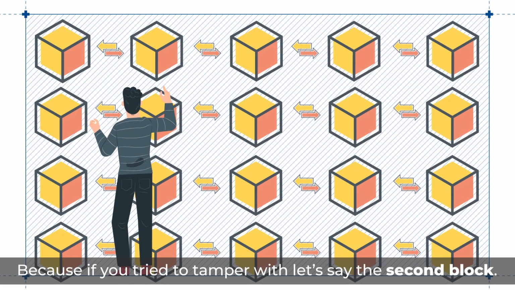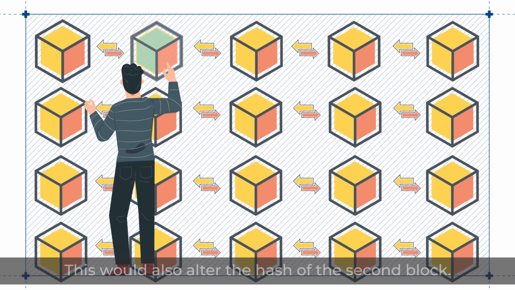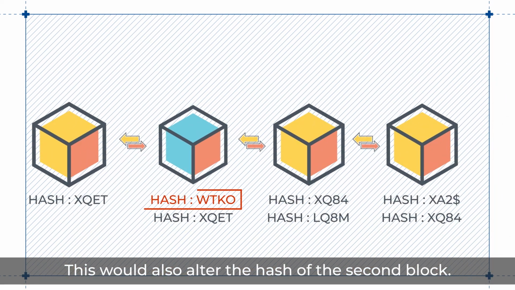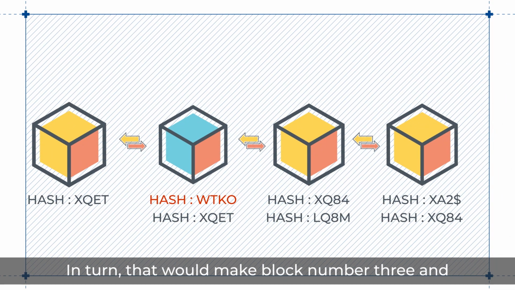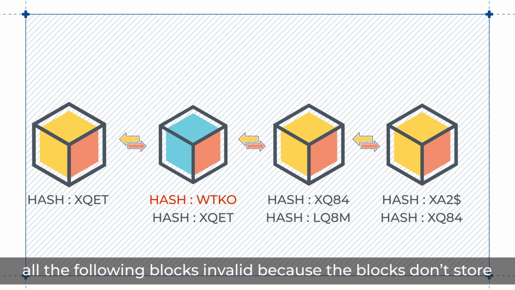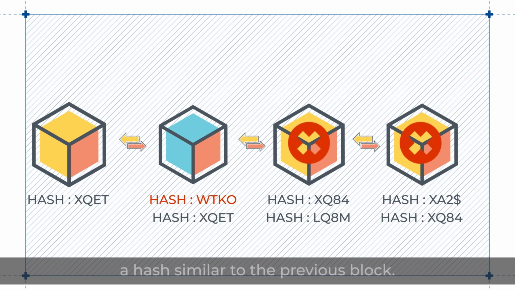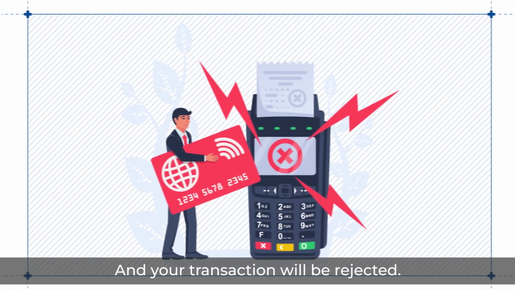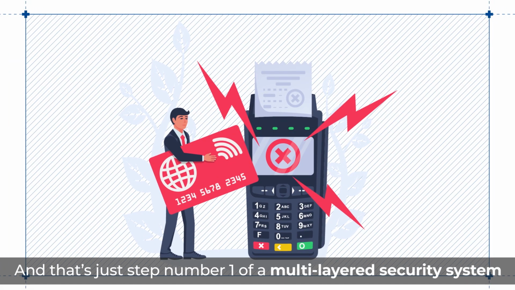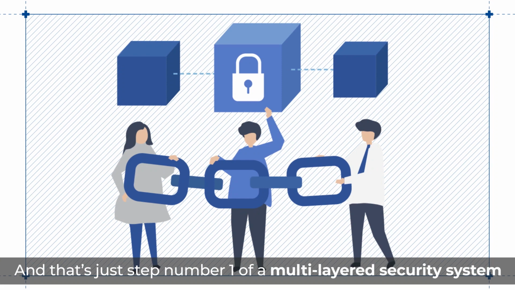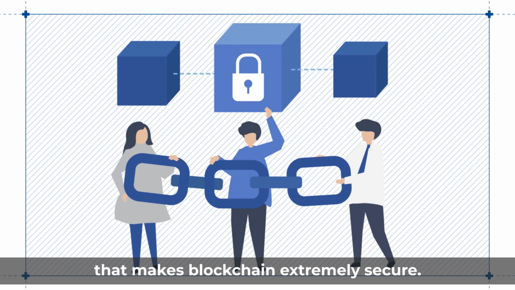Because if you try to tamper with, let's say, the second block, this would also alter the hash of the second block. In turn, that will make the block number 3 and all the following blocks invalid because the blocks don't store a hash similar to the previous block and your transaction will be rejected. And that's just step number 1 of a multi-layered security system that makes blockchain extremely secure.